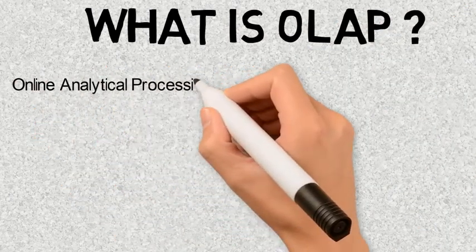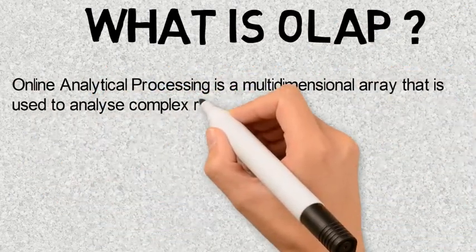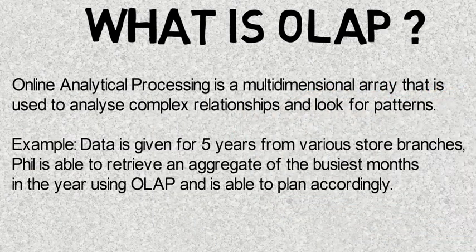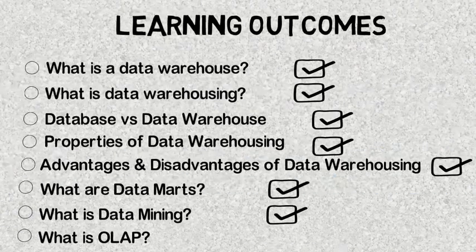So what is OLAP? OLAP means online analytical processing. This is a multi-dimensional array that is used to analyze complex relationships and look for patterns.